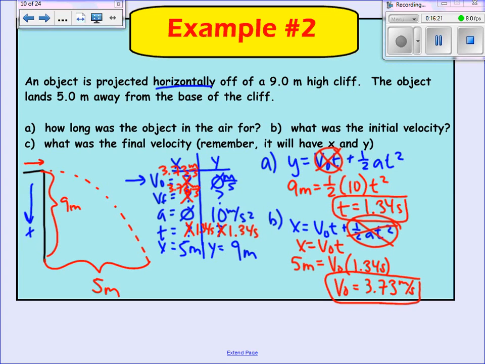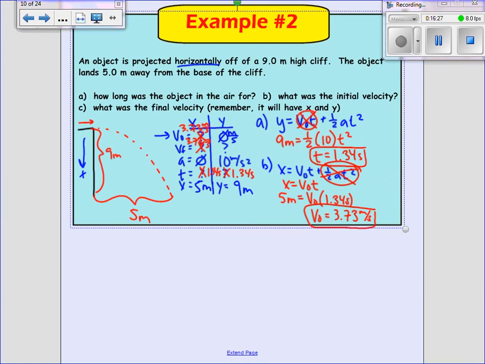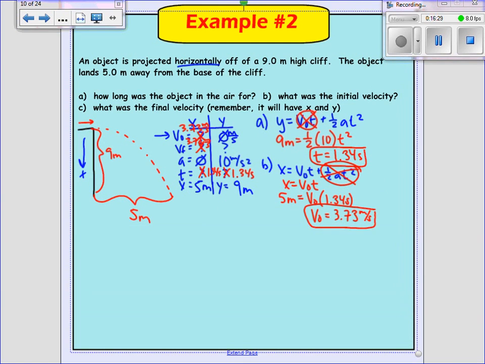Finally, C asks, what was the final velocity? Once again, remember, final velocity is a combination of x and y components. So let's extend the page and do letter C. If I think about what the object's velocity or motion map would look like at the very bottom, it will have an x component, and it will now also have a y component due to the increase in gravity. If I add these vectors together, tip to tail, I can draw my resultant vector in just like that, and that's what it's asking me for. I'm going to draw that a little bit larger over here.